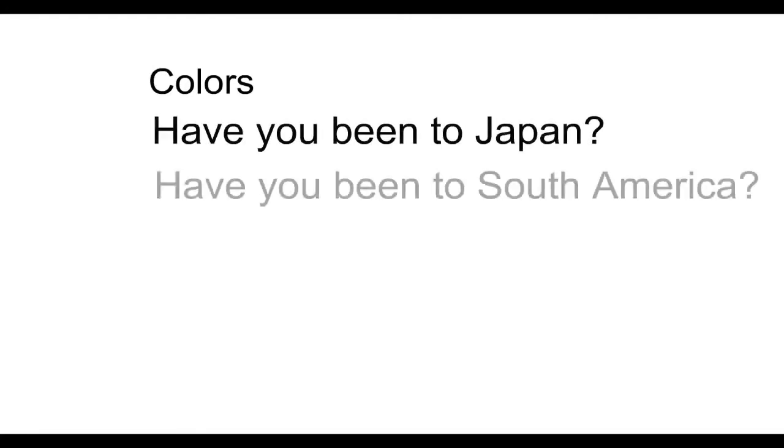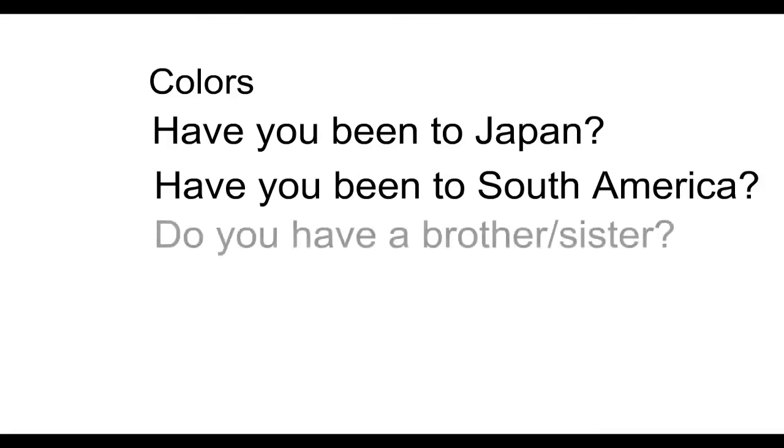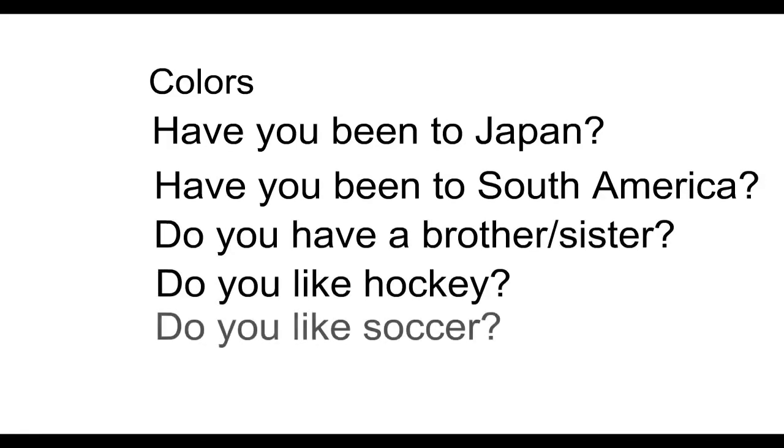There are many different commands that you can have students think about when you're initiating this game. So definitely keep it in mind as you think about doing this activity. You can use colors, have students change chairs if they're wearing red or green. You could have students change chairs if they have been to Japan or if they have been to South America. You can have students change chairs if they have a brother or a sister, if they like hockey or soccer.